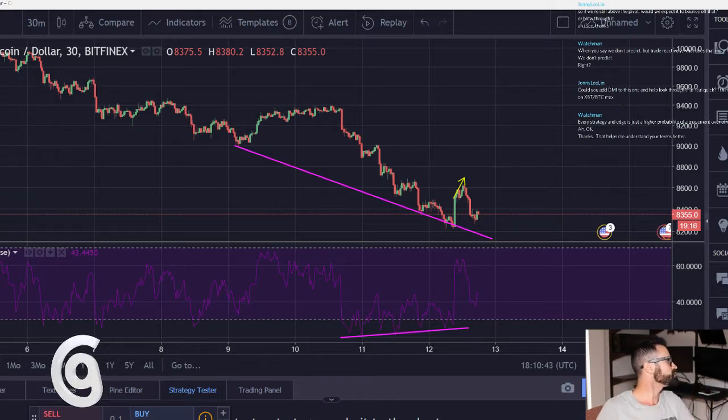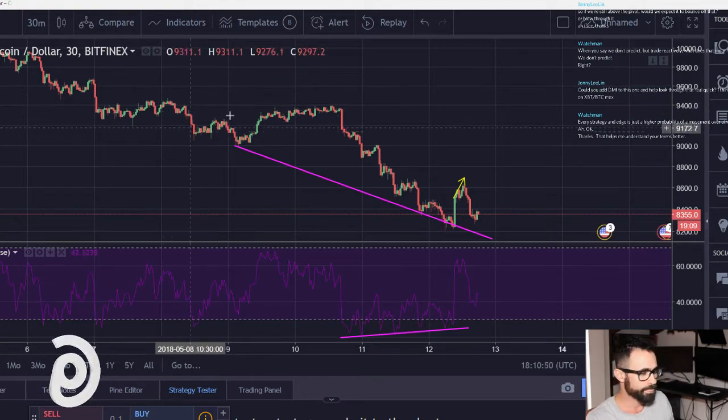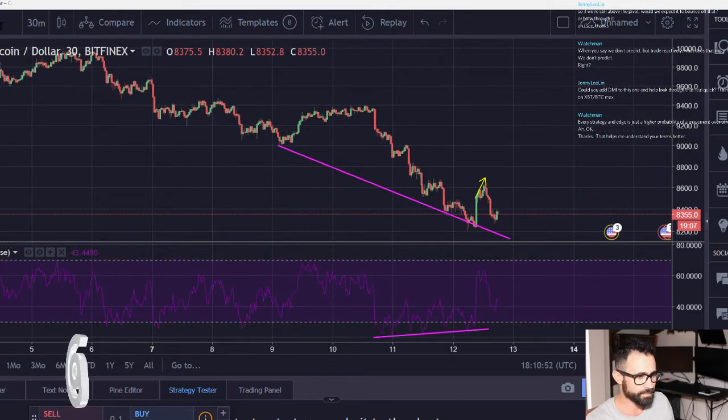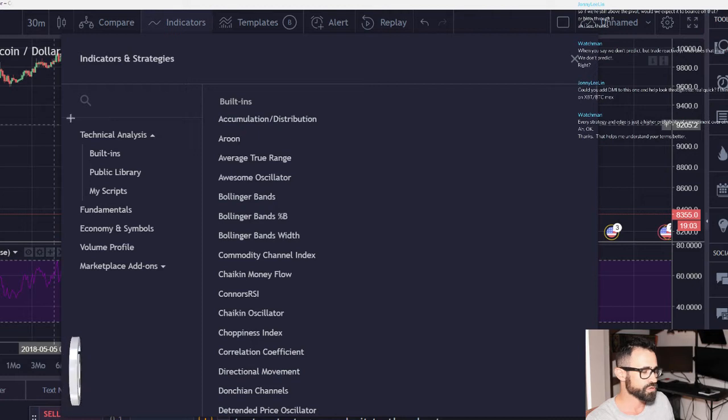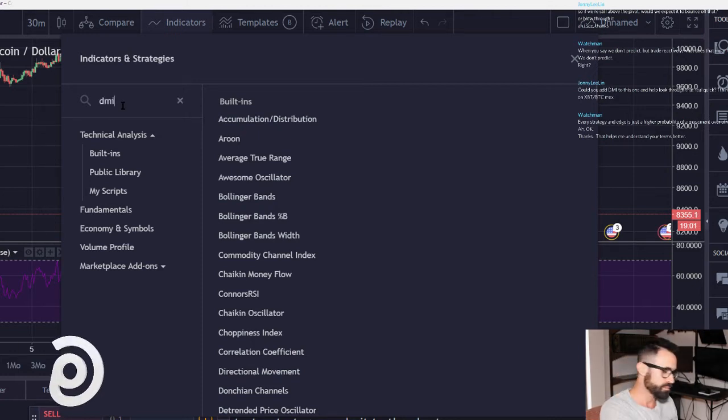Could you add DMI to this one and help look through that real quick? I'm not reading DMI properly still. So let's add a DMI. Johnny, have you been through the DMI workshop?